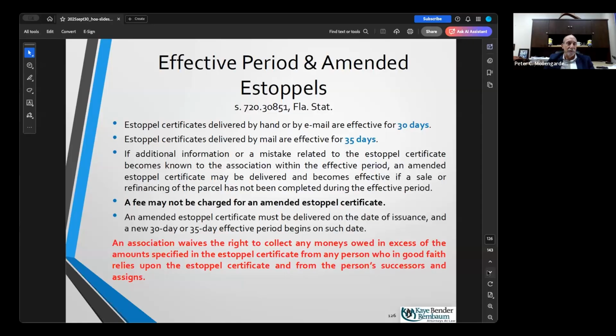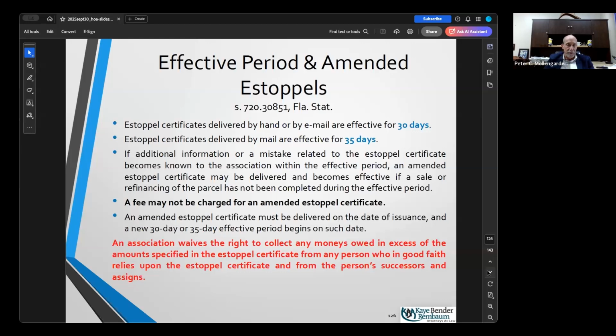This is important too. Estoppel certificates are delivered by hand delivery or email. They're effective for 30 days. If you remember a few slides back, we said that you had to include in the estoppel assessments that are coming up or coming due during the effective period. Well, this is the effective period. So if it's a hand-delivered or emailed estoppel, it's effective for 30 days. If it's sent by regular mail, take that into account, then it's effective for 35 days.